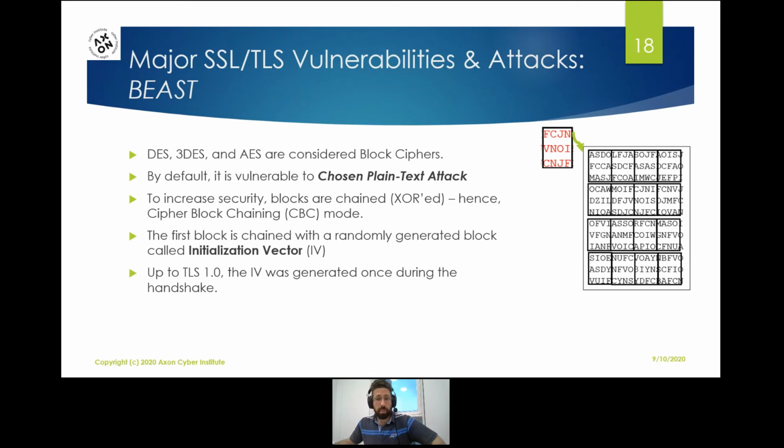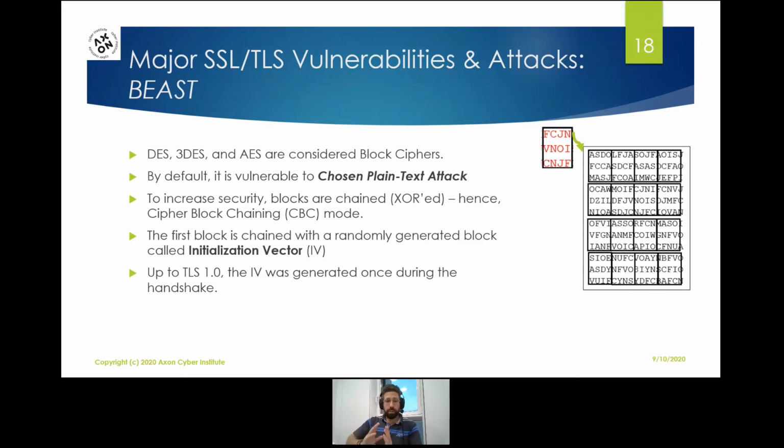So what they do with a block algorithm is chain the blocks, which means before every block gets encrypted, it is XORed with the previous one and then encrypted. This way, if there is a word hello somewhere in the middle, it's not going to look the same in the output every time, because every block now depends on the previous block. What about the first block? The first block is always chained with a randomly generated block we call the initialization vector, and that is the red block over here.